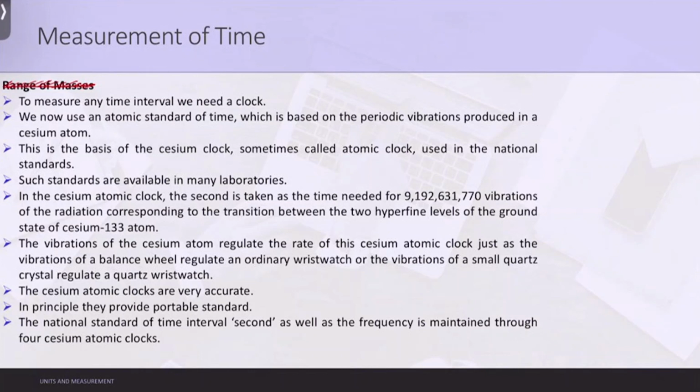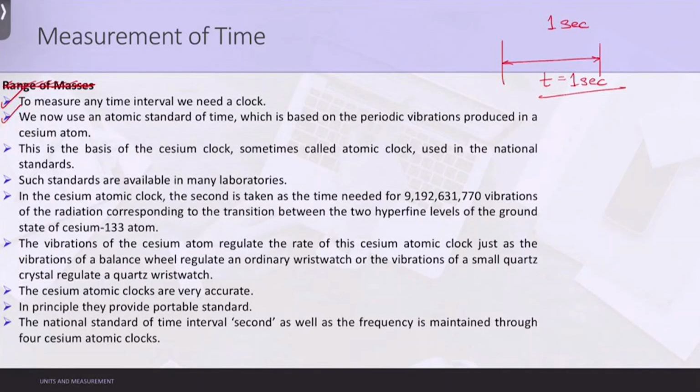Okay, so to measure any time interval, we need a clock. Quite evident, we need a clock. We now use an atomic standard of time, which is based on the periodic vibrations produced in a cesium atom. Okay, so how is this basically? What is this 1 second? Let's say I cite it here. Why is only this amount of duration of t called 1 second? What is this 1 second?